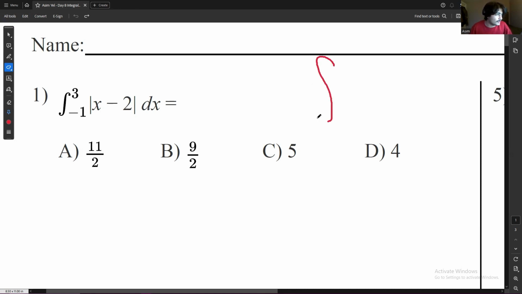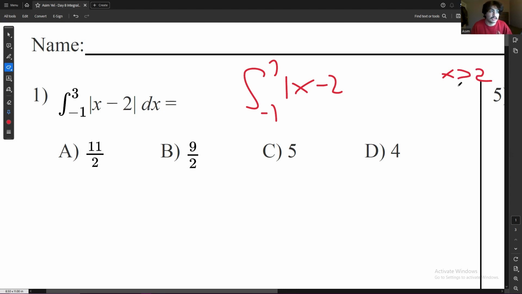So basically we have the integral from -1 to 3 of the absolute value of x minus 2. There are two cases. If x is greater than 2, that means I'm getting my positive value, so I'm not multiplying by anything. I'm just getting rid of the absolute value and taking the integral of x minus 2.